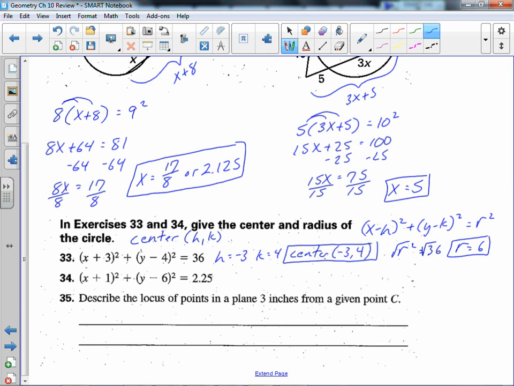34, same idea. Our h is what's being subtracted from the x, and that's a positive 1, so it's going to be a negative 1. And k is equal to what's subtracted from the y, which is 6. So our center point is negative 1, 6. And our radius squared is 2.25. Take the square root of both sides, and our radius is 1.5.